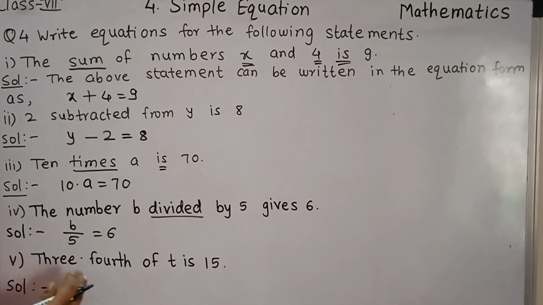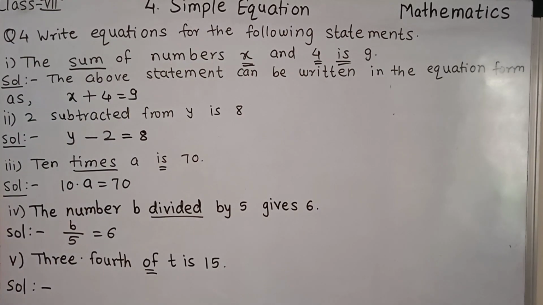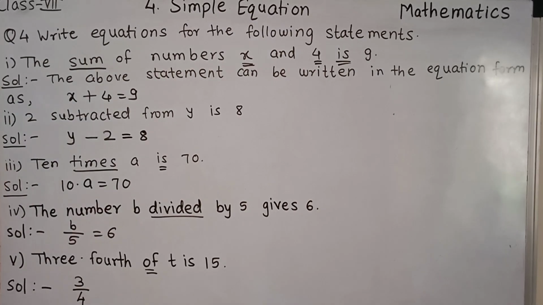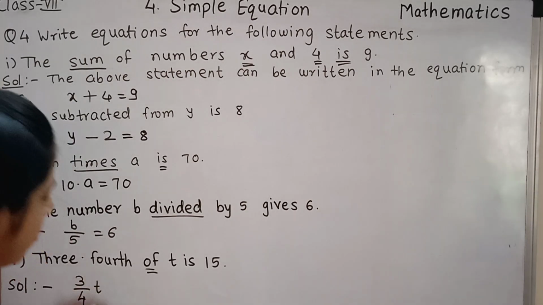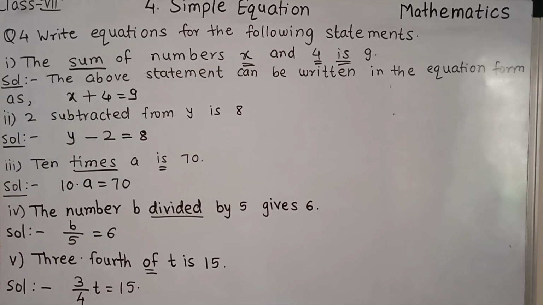Next one is 3/4 of t is 15. So what will 3/4 of t mean? "Of" means multiplication. So 3/4 means what? 3 parts out of the 4 parts of t. So 3/4 of t equal to what? 15. So this is the equation for the fifth example. Okay, so we'll move to the next.